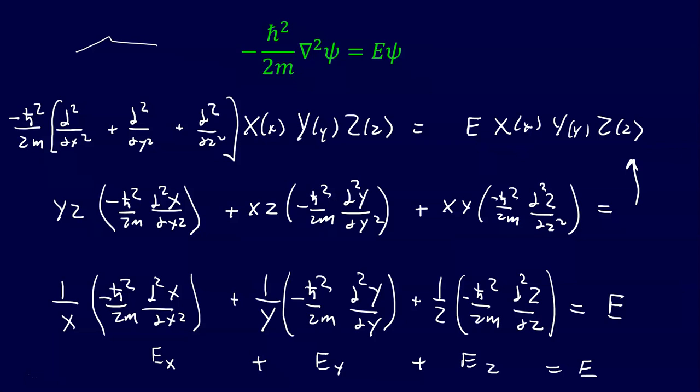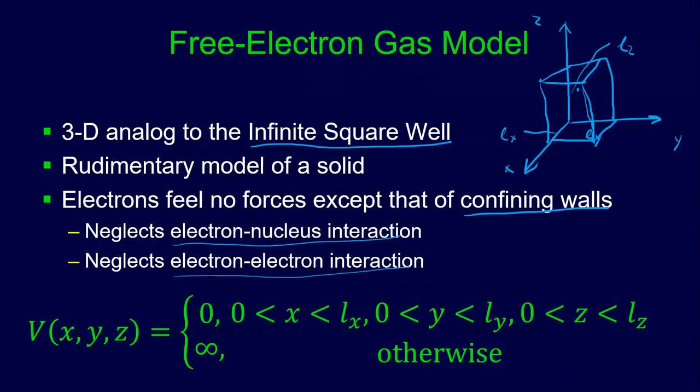And so what does our equation look like? Well, of course, we start with our Schrodinger equation. This is in three dimensions. We're going to do this in Cartesian coordinates because our shape lends itself to that.